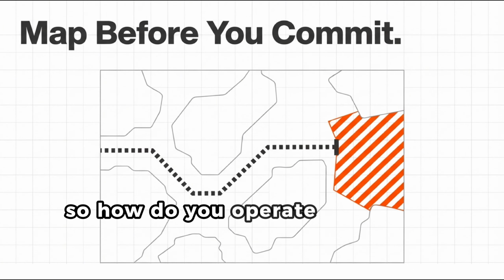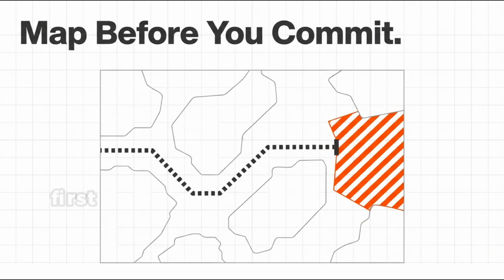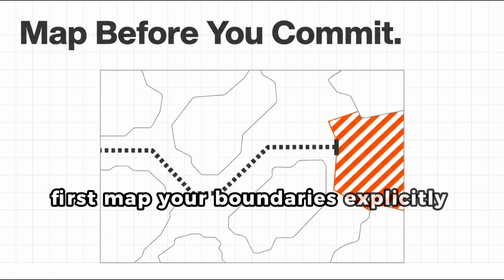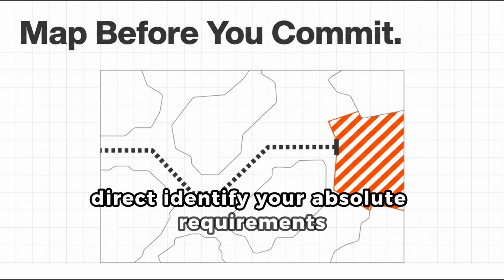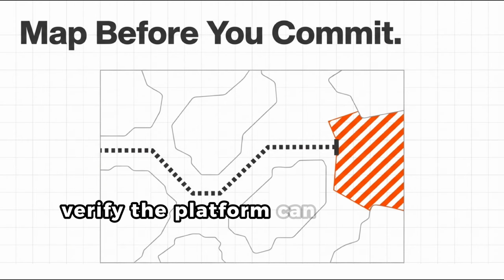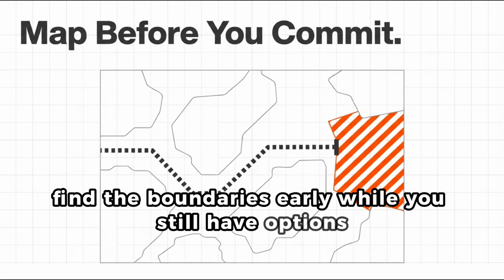So how do you operate effectively when surrounded by boundaries you can't cross? First, map your boundaries explicitly before you commit. Don't discover mid-migration that the cloud platform can't support a critical requirement. Identify your absolute requirements. Verify the platform can meet them. Find the boundaries early while you still have options.